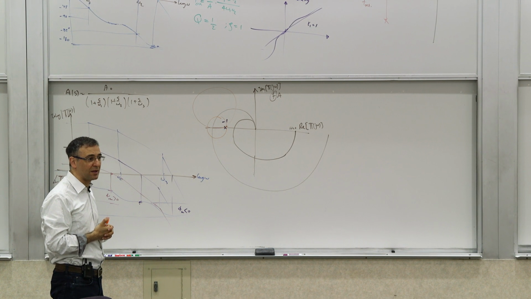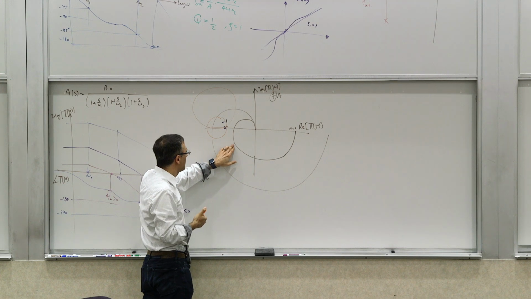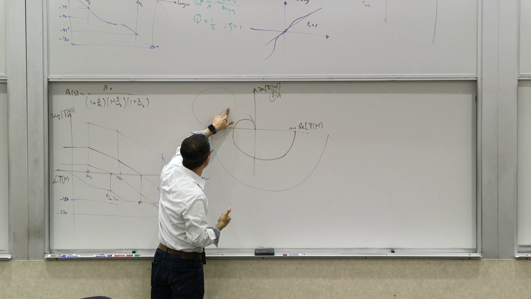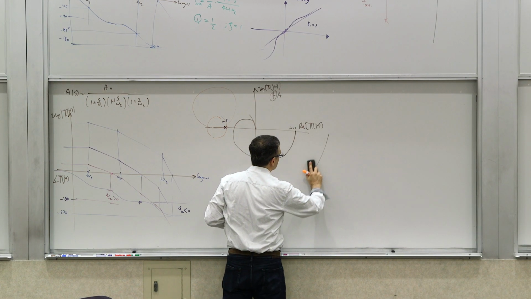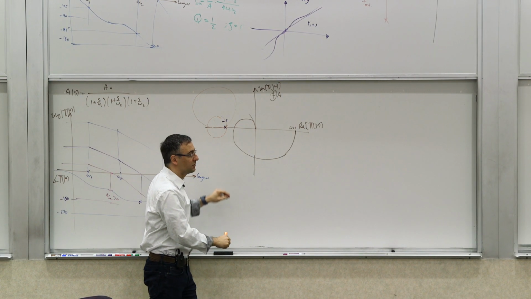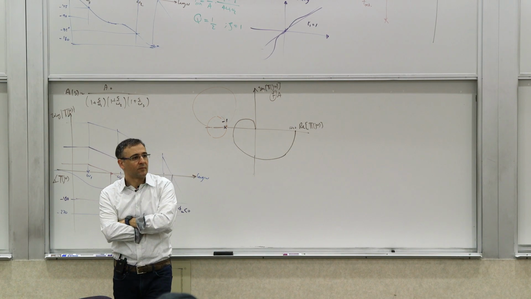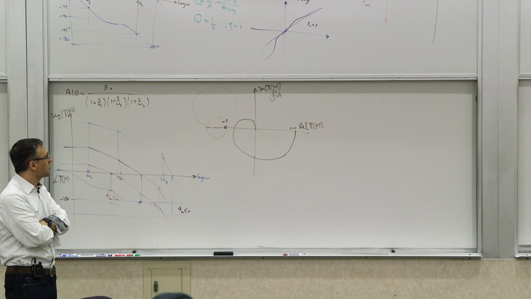For the original one, not for the big one. Yes, correct, for the small one. Yes, thank you. For this curve, not this curve. So let me just maybe even get rid of that. Right? So we are stable.